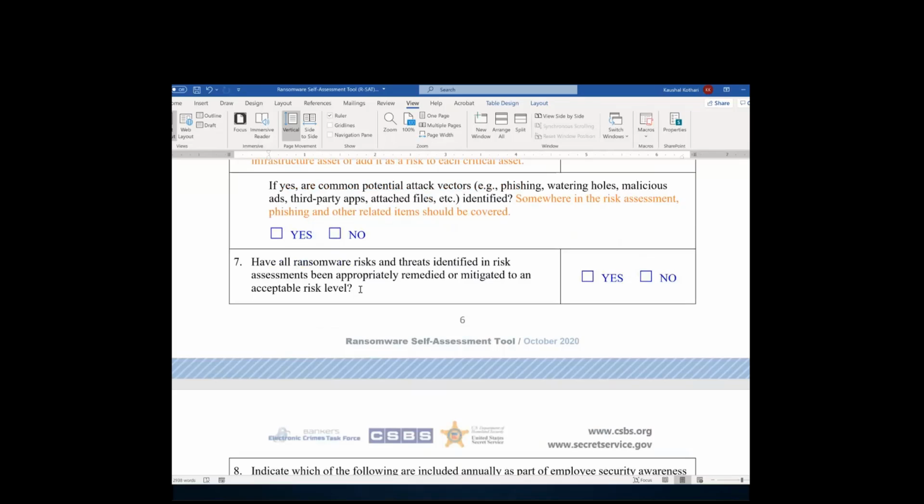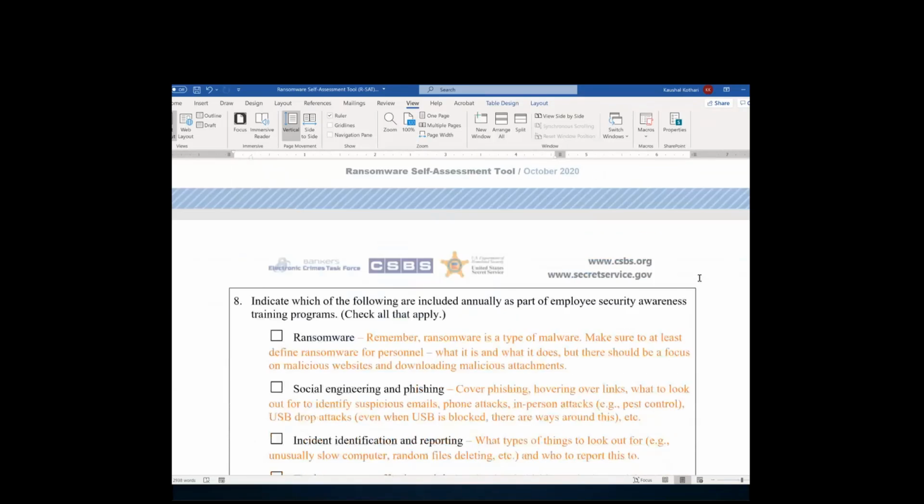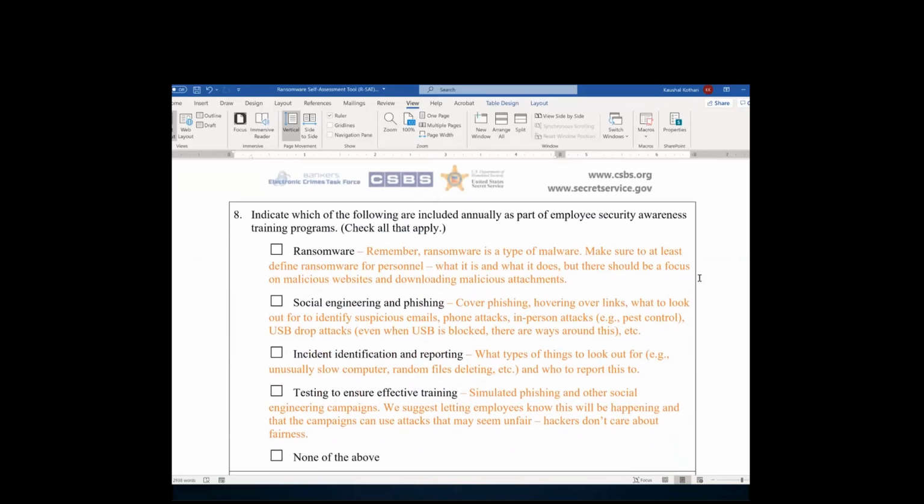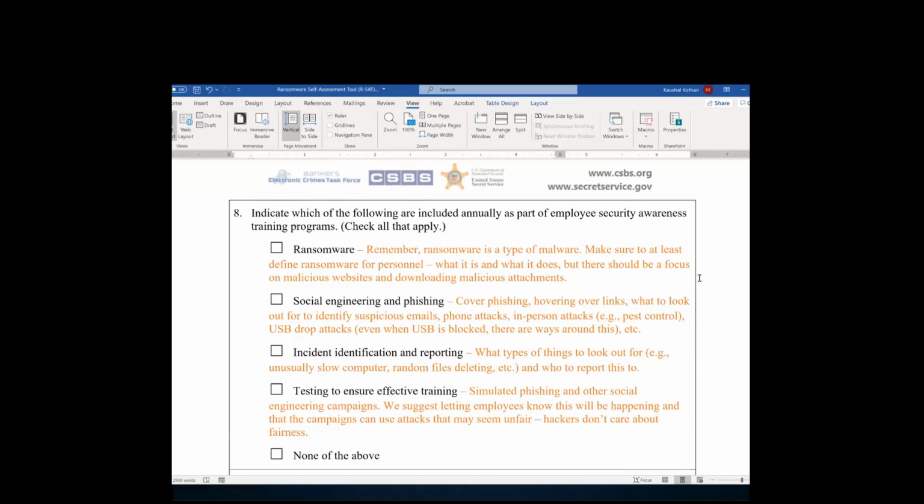And then, have all ransomware risks and threats identified in the risk assessment been appropriately remedied or mitigated to an acceptable risk level? Acceptable risk level is going to come down to your board's risk appetite and the bank's risk appetite overall. How much risk are we really willing to accept? I would just comment yes or no there. And then number 8 talks about your employee security awareness training programs. It goes into 4 different categories there: ransomware, social engineering and phishing, incident response and reporting, and testing to ensure effective training.